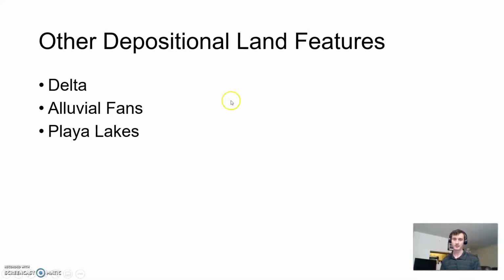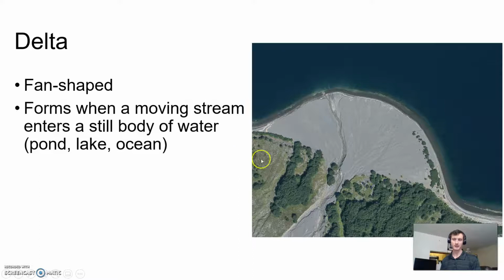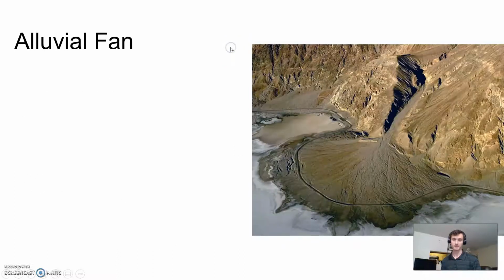Some of the features that we're going to talk about, which you see with sediment deposition on land: deltas, alluvial fans, and playa lakes. So first off, deltas. We have a fan-shaped body of sediment that occurs when a stream enters a relatively still body of water. So a fast-moving stream hits a still body of water, and the speed dramatically decreases at that point. It's no longer moving in a channel, it's no longer moving as quickly. This causes the sediment to drop out of the water. You can also have cases like an alluvial fan.